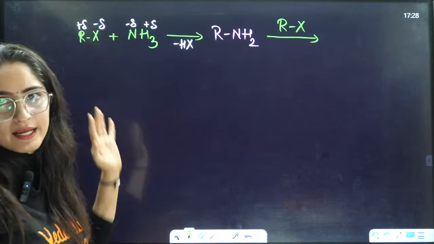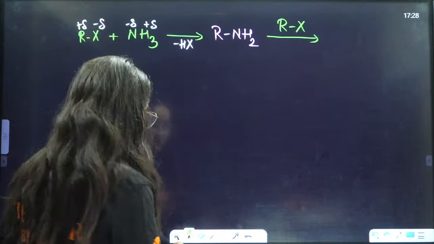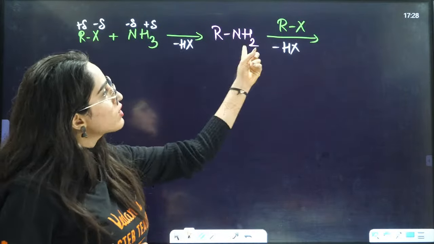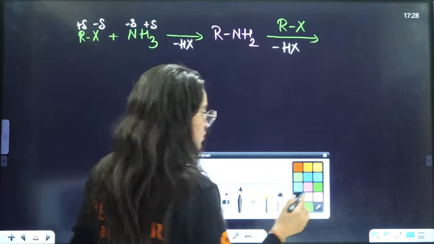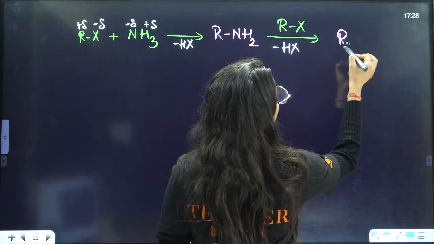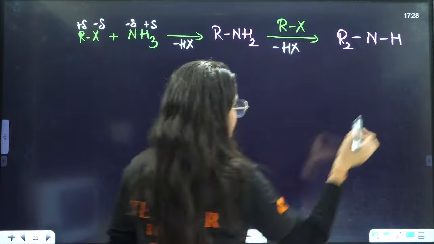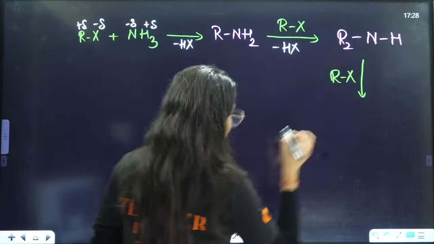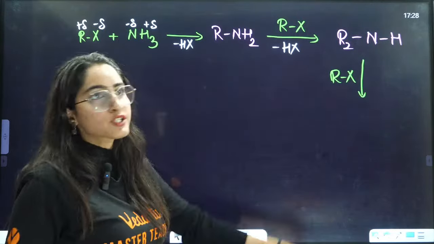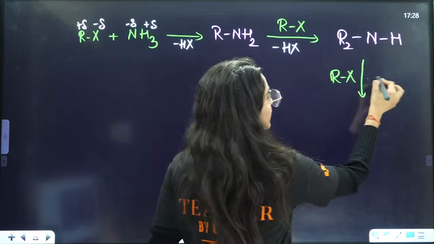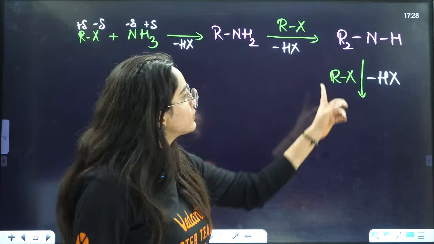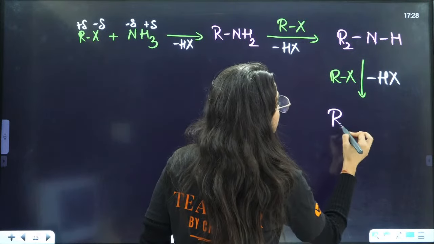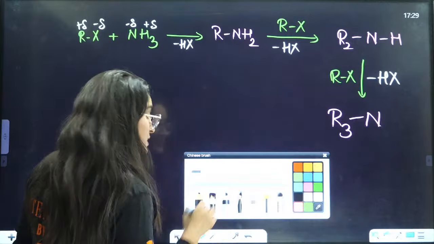After that, again we are adding RX. That means excess of RX is added. Now again what will happen? You will have the release of HX, and one more hydrogen is replaced by this R, so the answer will be R2NH. Again you add RX here, the release of HX will happen again, and this R replaces the hydrogen, so you will have R3N.